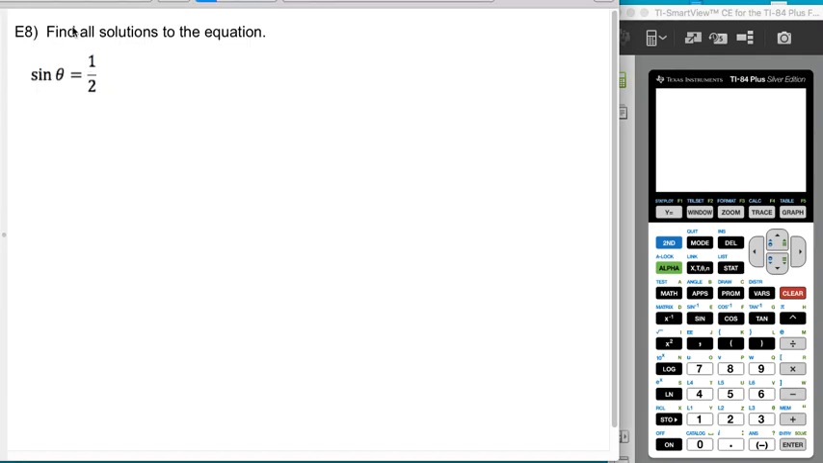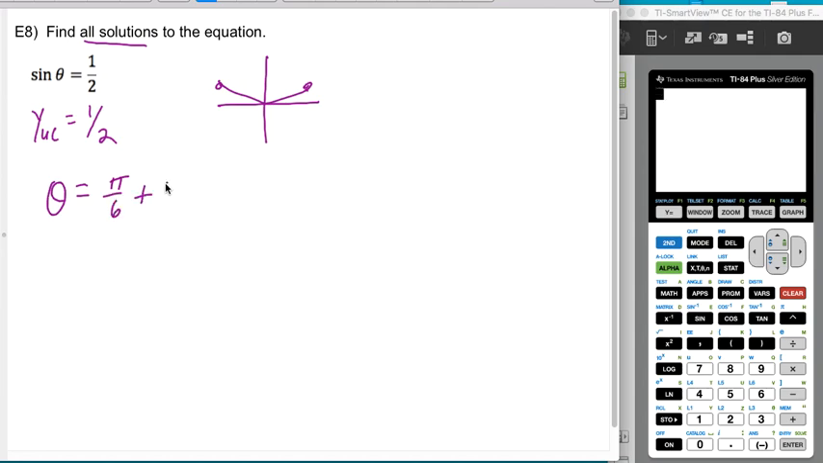All right, so we're going to find all solutions to this equation. So we're going to do the same thing we did before. We're going to recognize we're looking for where the y on the unit circle is 1/2, right? Which is going to be here and here, right? And then we're going to say, cool, so that means that our answers are pi over 6 plus as many full circles as I want to add, and also 5 pi over 6 plus as many full circles as I want to add, right?